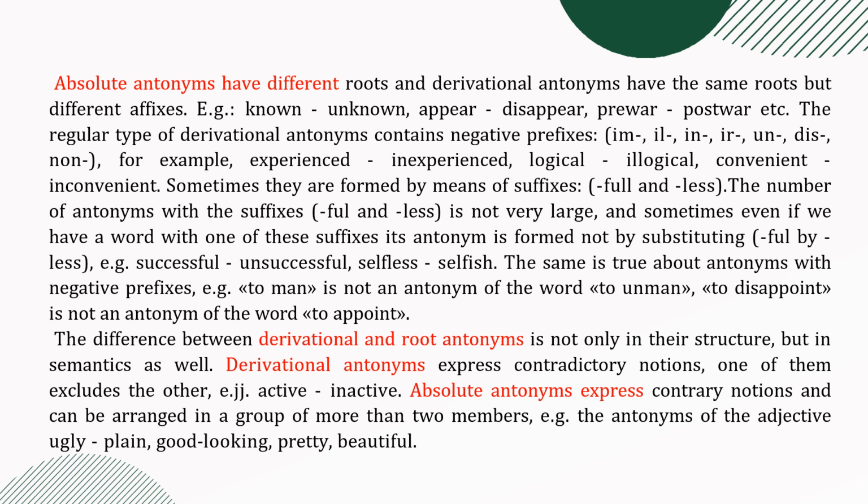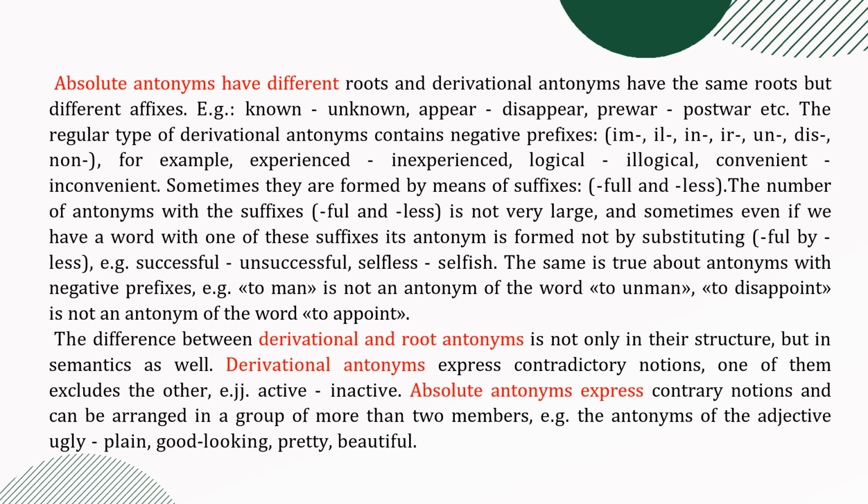The same is true about antonyms with negative prefixes. For example, to man is not an antonym of the word to unman. To disappoint is not an antonym of the word to appoint. The difference between derivational and root antonyms is not only in their structure, but in semantics as well.